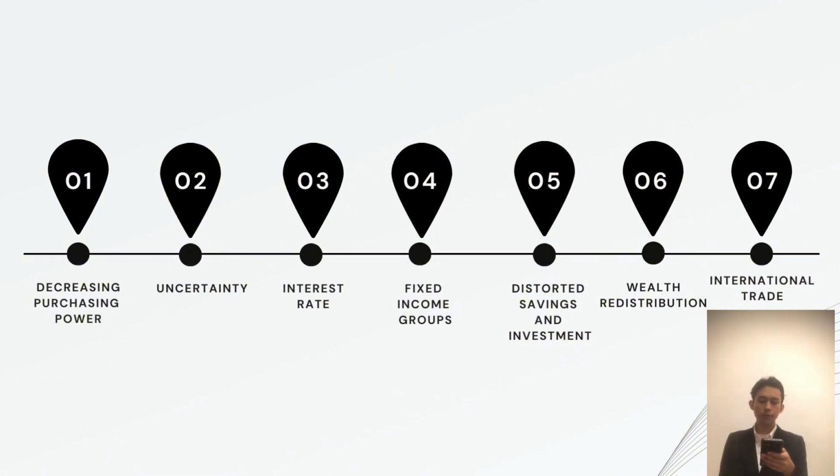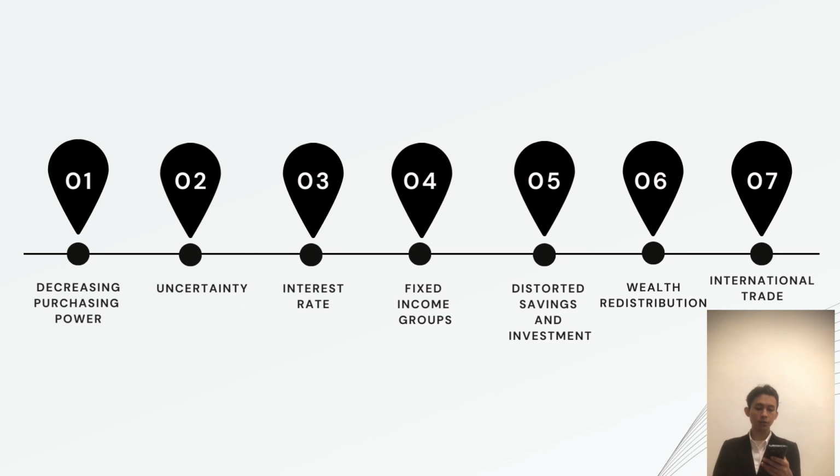Number 4, fixed income group. Inflation can be particularly hard on those living on fixed income, such as retirees. Their purchasing power may decline if their income remains unchanged. So number 5 is distort saving and investment. Inflation can distort saving and investment decisions. For example, people may seek higher returns on their savings to keep pace with rising prices, potentially taking on more risk.